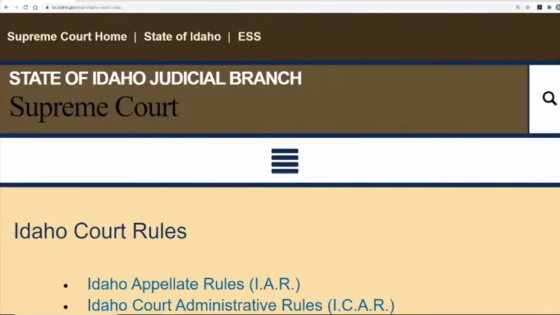So I'm going to show you my Idaho rules of procedure. Now remember, these are all basically based off of the rules of the common law. Because remember, these guys are what? Counselors at law, at the common law.